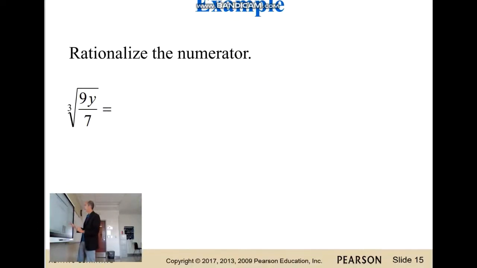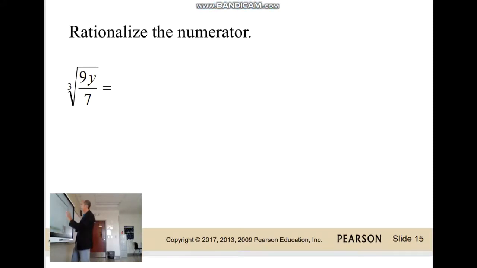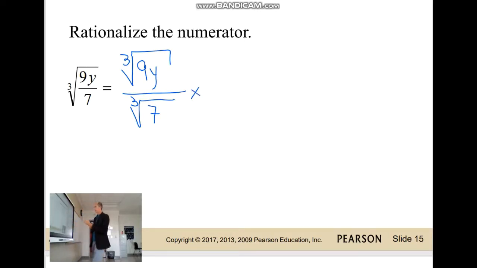Another example. Now rationalize this numerator here, and the same thing we're going to do, the same step by step. First you're going to split cube root of 9y over cube root of 7. And we are looking now at the numerator. We are looking at rationalizing the numerator.